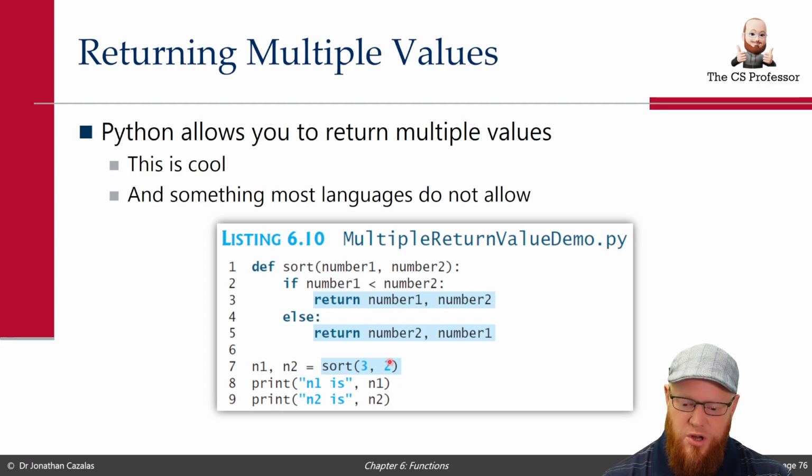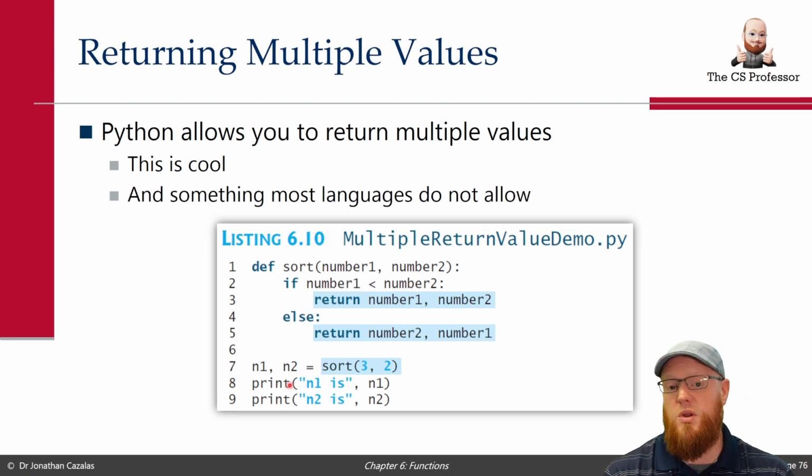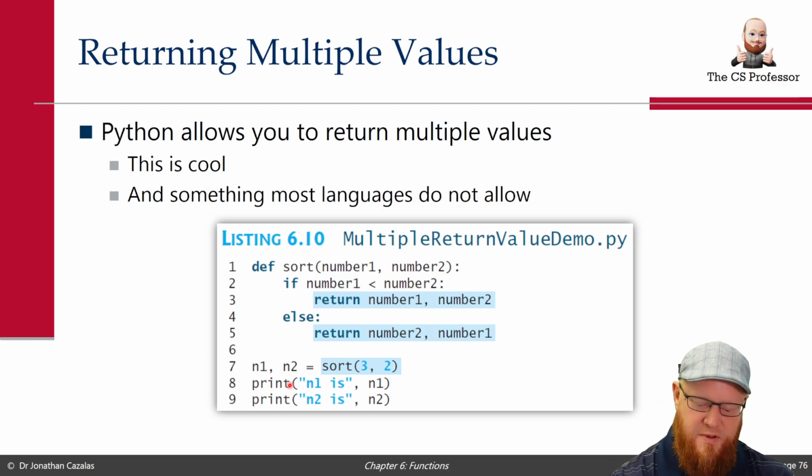When we return those two values, notice that on the left side of the assignment we have n1, comma, n2. So the number 2 will go to n1, and the number 3 will go to n2, and we can then print them out. It's just a unique feature of Python where you're allowed to return multiple values.